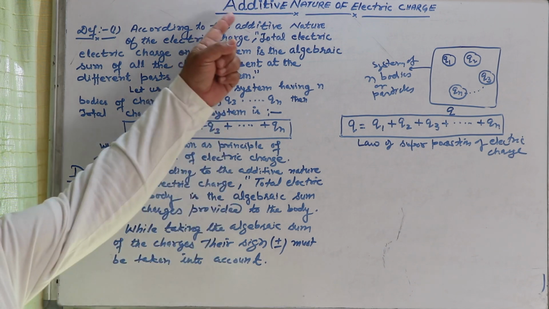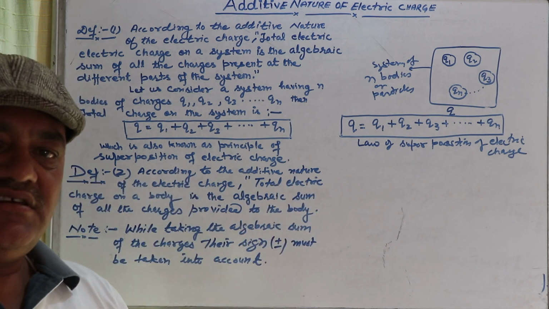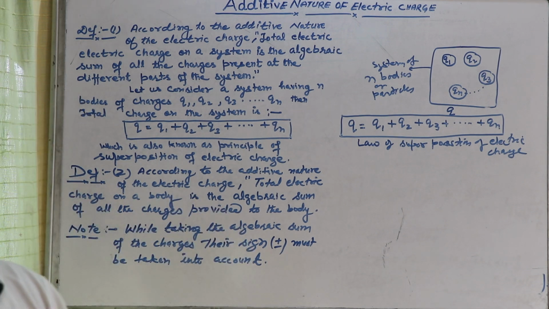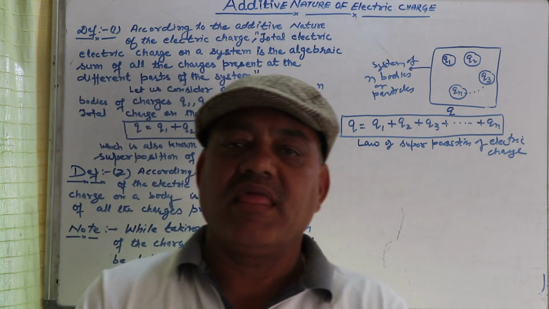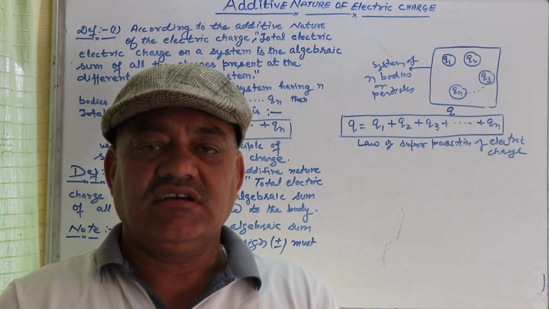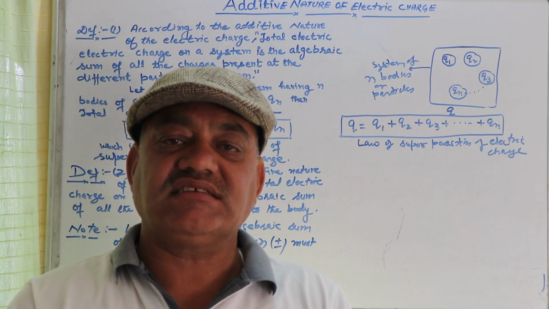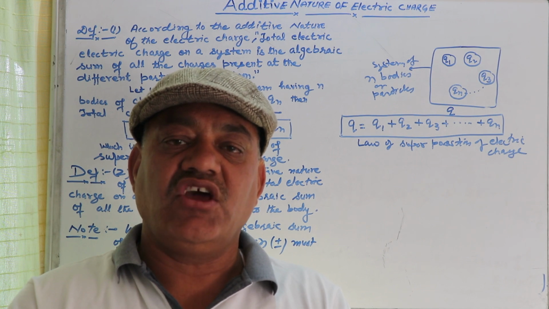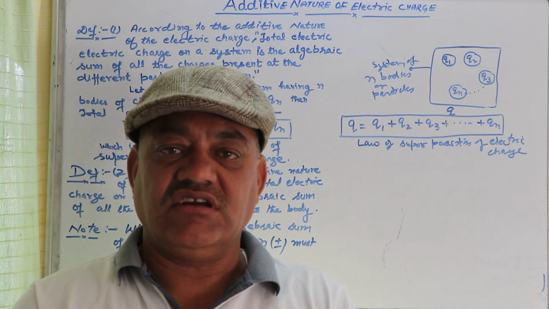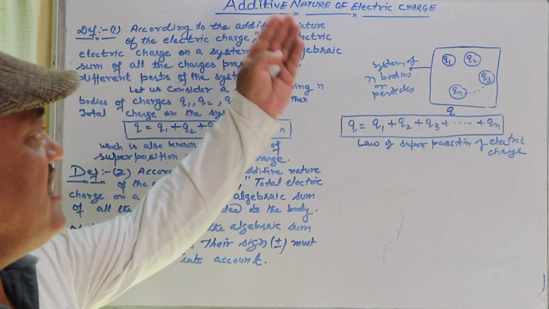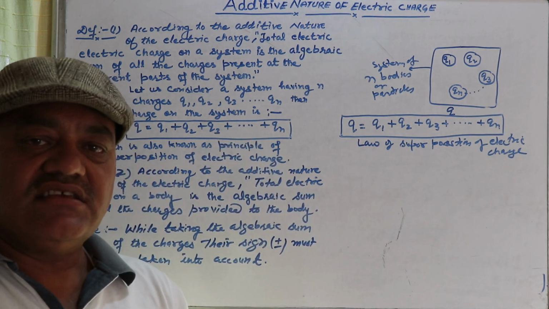Now, we will discuss the additive nature of electric charge with the help of a second definition. According to the additive nature of electric charge, the total charge on a body is the algebraic sum of all the charges which are provided to the body. This is the second definition. In the first definition, we take a system, and in the second definition, we take a body.